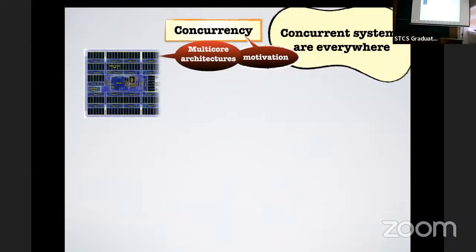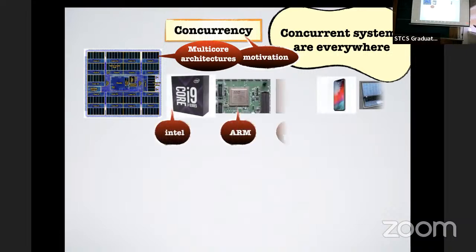Let's think about the lowest level of system design, which is the chip level, all the multi-core architectures. Look at all the leading manufacturers like Intel, ARM, IBM. They all have multi-core architectures. We no longer have single-core architecture. So that's one instance of concurrency at the lowest level.